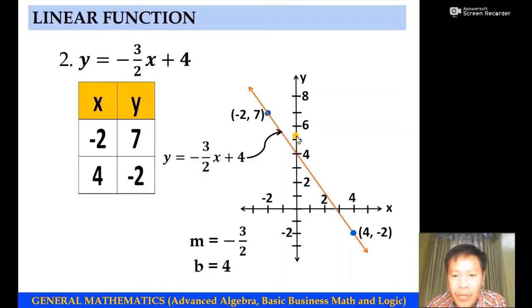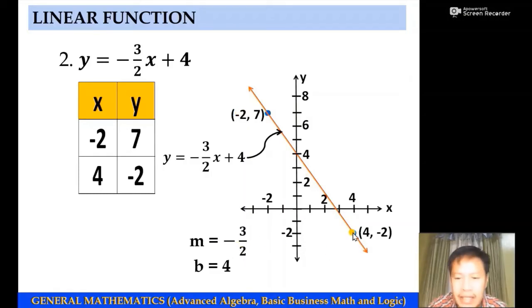Change in y: 1, 2, 3. That is 3, automatically reduced into lowest terms already. Since you're going to move to the left, that is negative. And that is change in x: 1, 2. Therefore, positive 3 over negative 2 is negative 3 halves, and that is our slope.